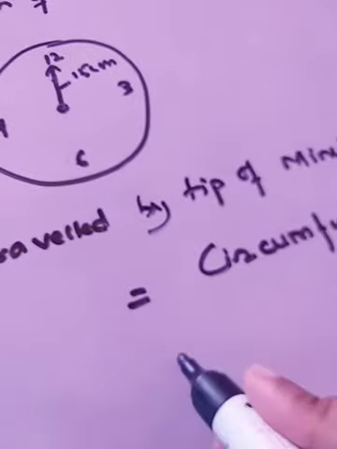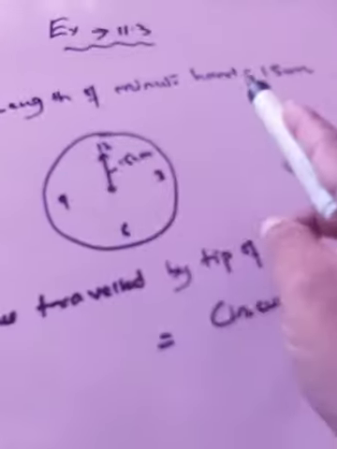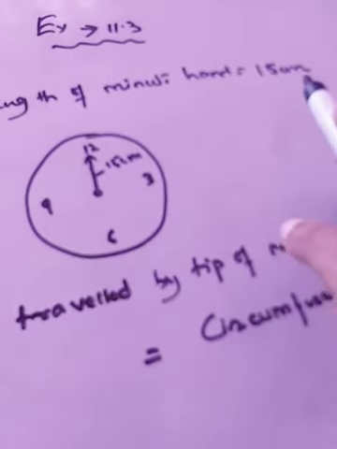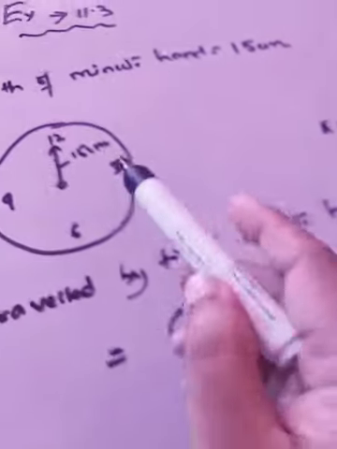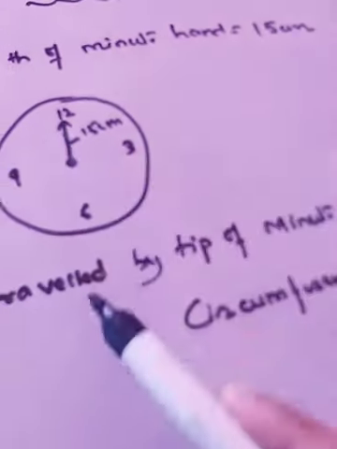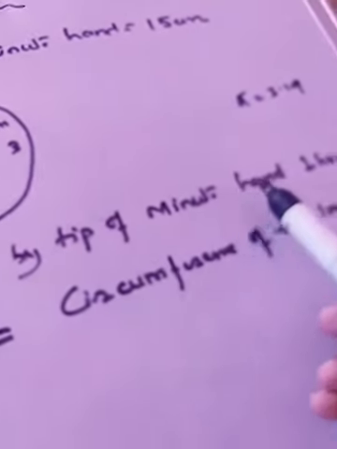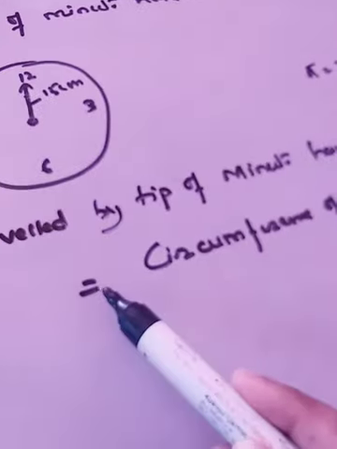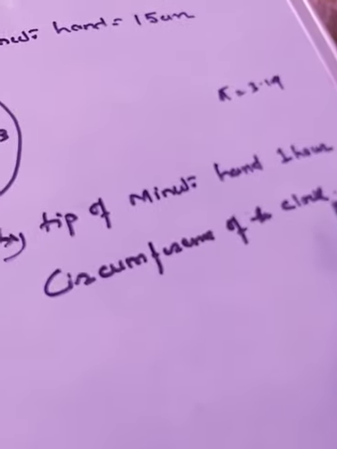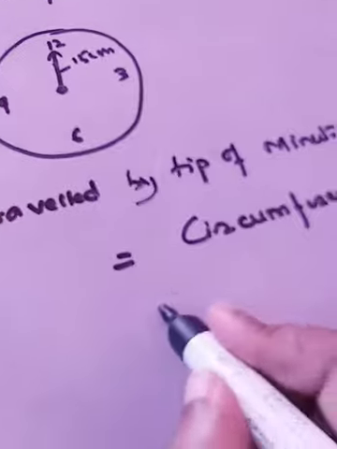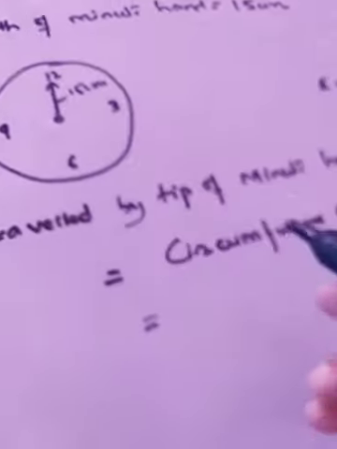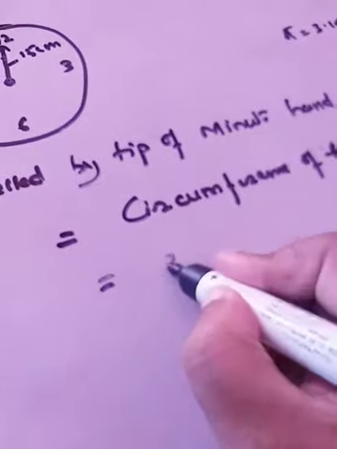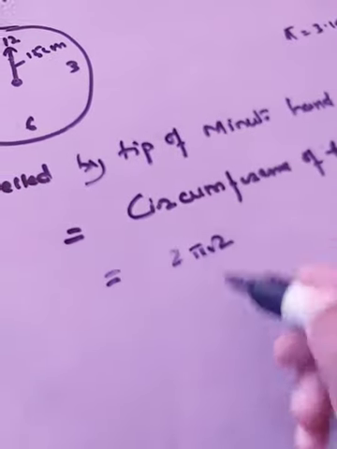Okay, so as I have written, you see the length of the minute hand is equal to 15 centimeter. Now the distance traveled by the tip means this part. So the distance traveled by the tip of the minute hand in 1 hour would be equal to the circumference of the clock. So what is the circumference of the clock? Circumference is of which shape? Circle. So the circumference of a circle is 2 pi r, isn't it?